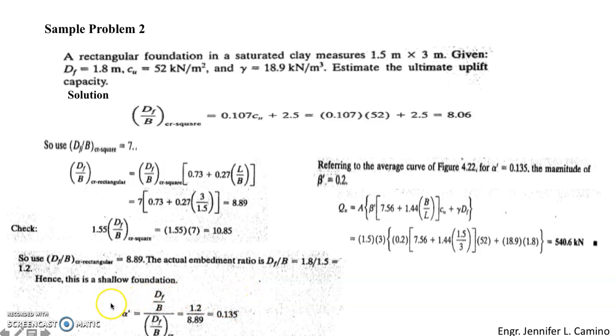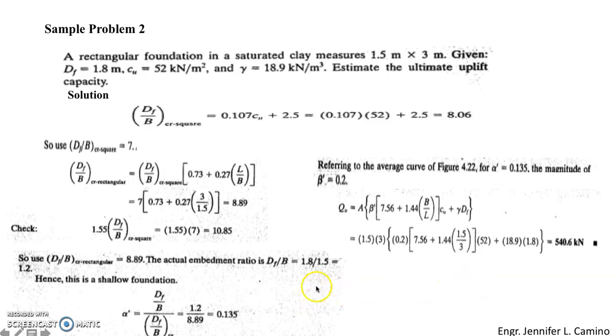Since this is a foundation constructed on a saturated clay, you have to know the value of alpha prime and beta prime. Once you have identified the values for alpha prime and beta prime, you can use the formula to compute the ultimate uplift capacity. Substitute the given data, and we come up with 540.6 kilonewtons. So this is the value of the ultimate capacity for a rectangular foundation in a saturated clay.